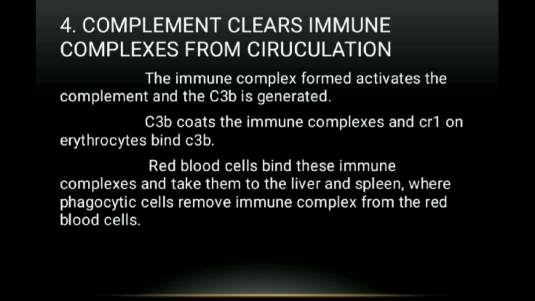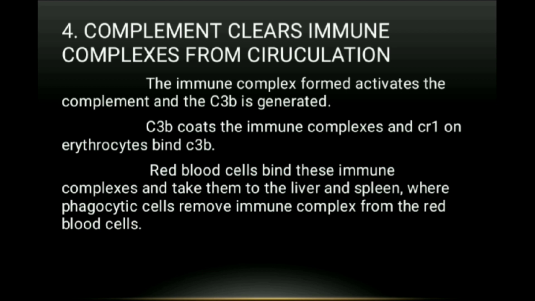Complement clears immune complexes from circulation. An immune complex activates complement and C3b is generated. C3b coats the immune complexes and CR1 on erythrocytes binds C3b. The red blood cells bind these immune complexes and take them to the liver and spleen. Phagocytic cells remove the immune complexes from the red blood cells.